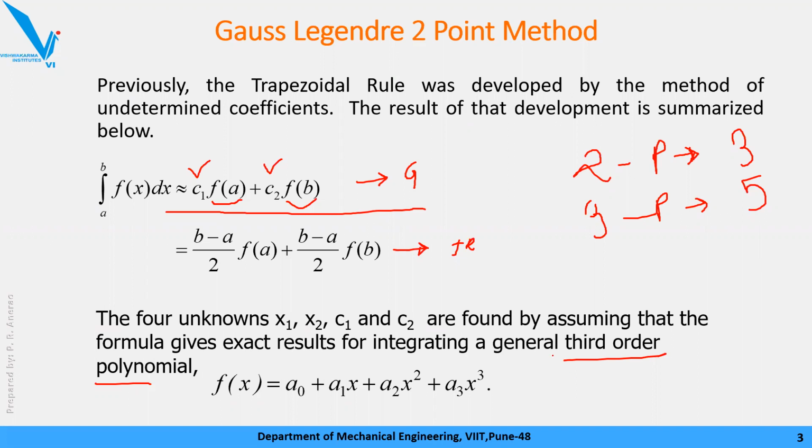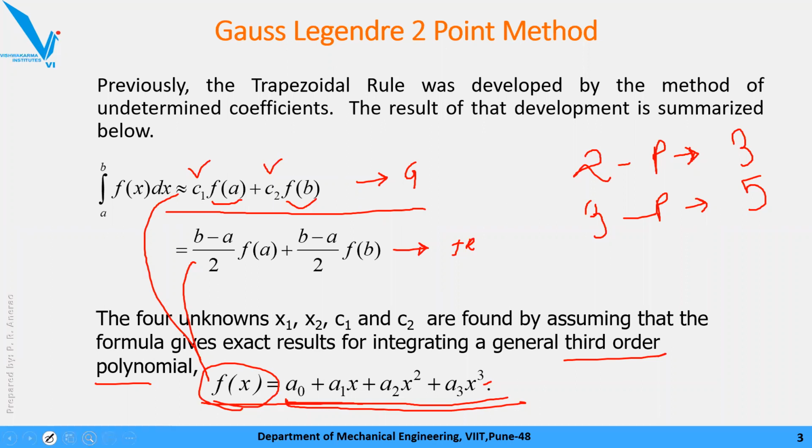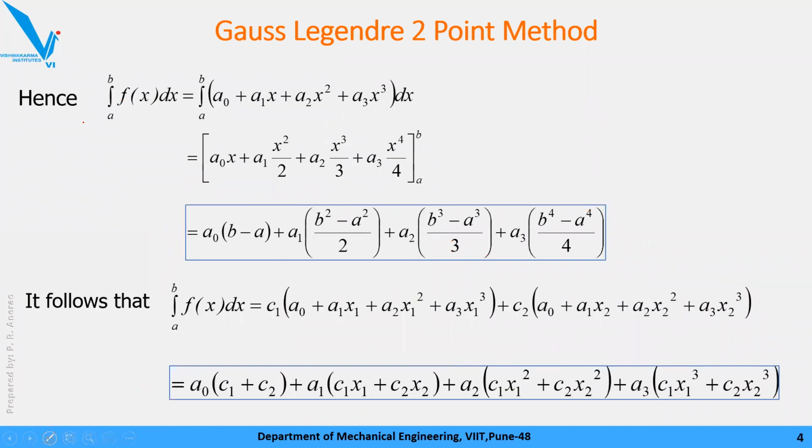Don't worry about this part, just see that the function of x is assumed to be a polynomial equation of order 3. Order 3 means a cubic curve, and the equation is a0 plus a1x plus a2x square plus a3x cube. So this is your polynomial equation. Now in these above two equations we are going to put this function. In the next slide, in the first case, we have assumed that the function is a polynomial equation of order 3. We integrated it, and we got this equation.